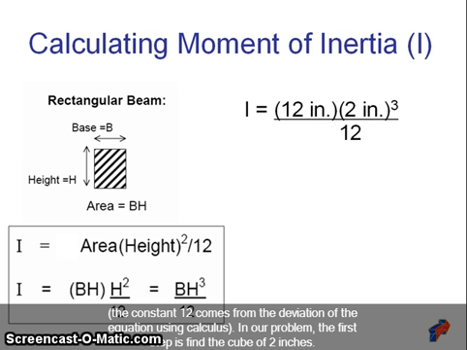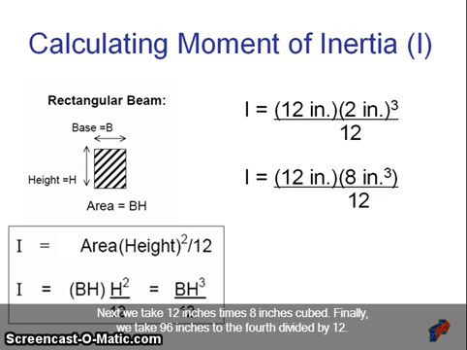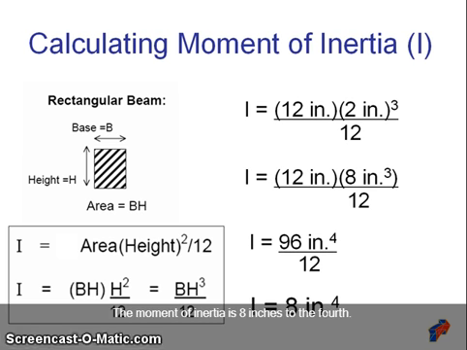In our problem, the first step is to find the cube of 2 inches. Next, we take 12 inches times 8 inches cubed. Finally, we take 96 inches to the 4th divided by 12. The moment of inertia is 8 inches to the 4th.